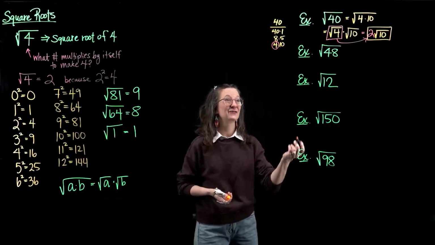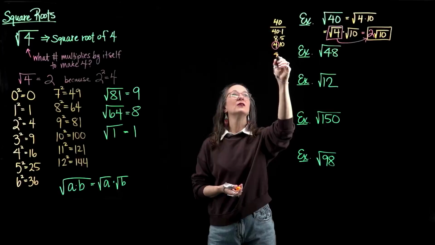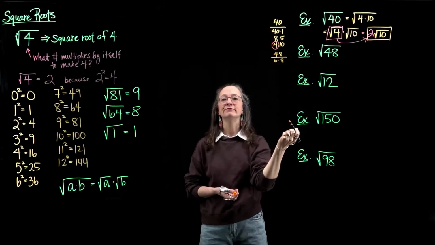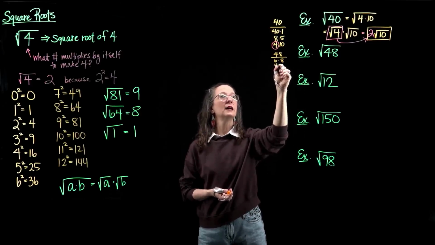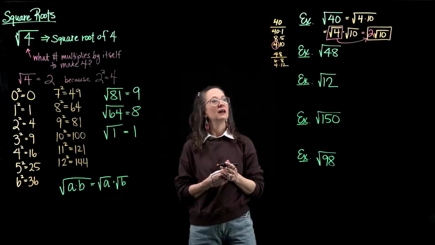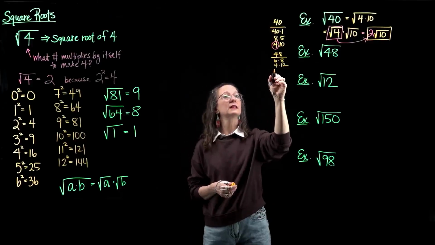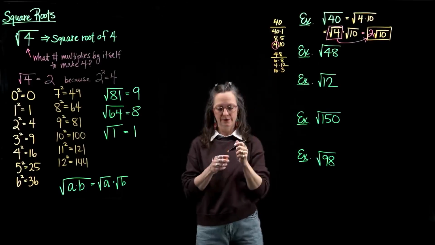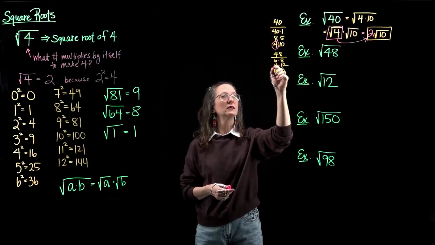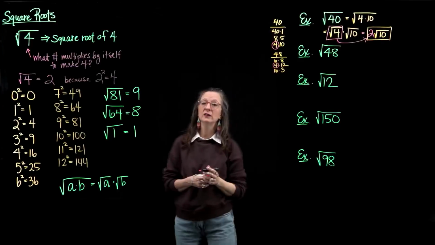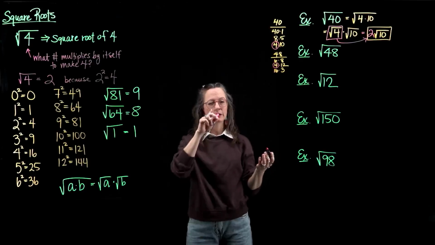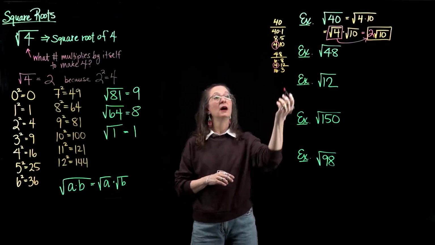Again, what are the factors of 48? Let's write a table. So 48, let's see, that could be 6 times 8. It could be 4 times 12. It could also be 16 times 3. Now let's notice 4 times 12, well, that is a perfect square. And I could start there. The problem would work out just fine. I just would have one extra step.